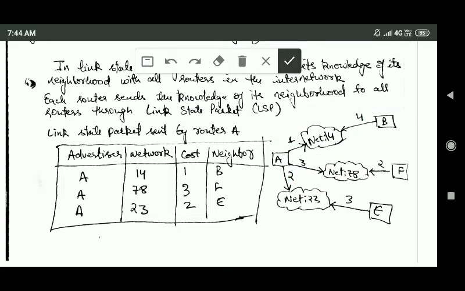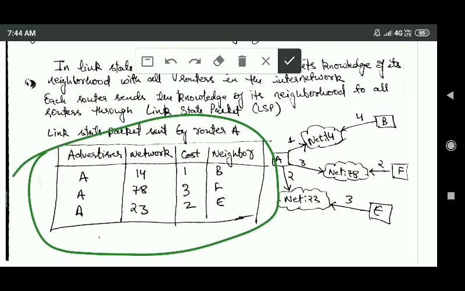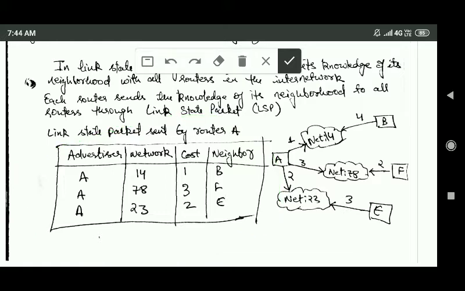So this is the structure of a link state packet which is sent by router A to all the routers in the internetwork. Now see the format. First column is advertiser. Advertiser means who is sending this packet. This packet is sent by router A. So in this, all the entries will be A because this packet is sent by router A. Now second is network, third is cost, and fourth is neighbor.